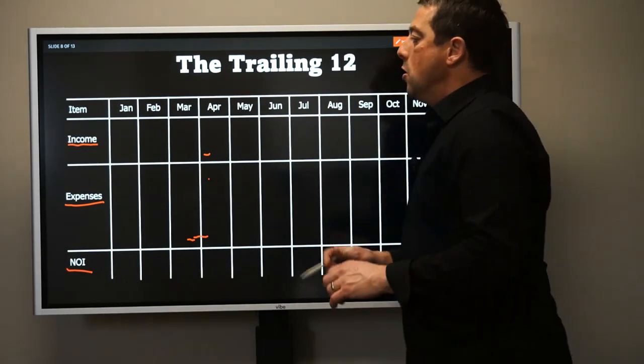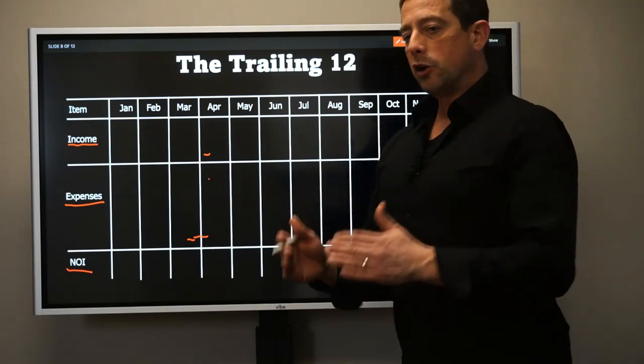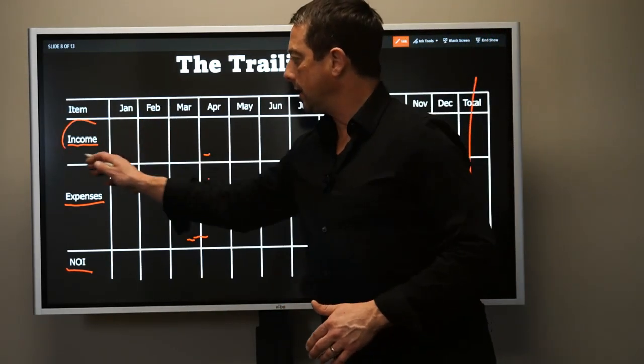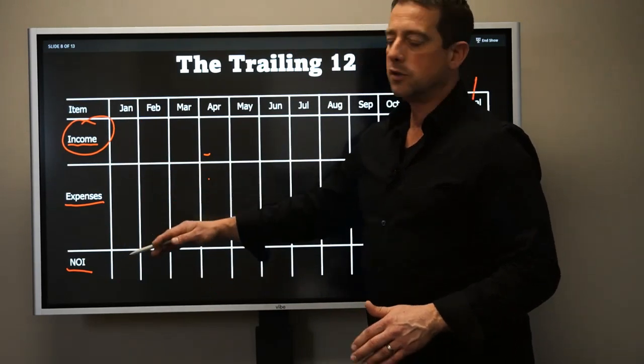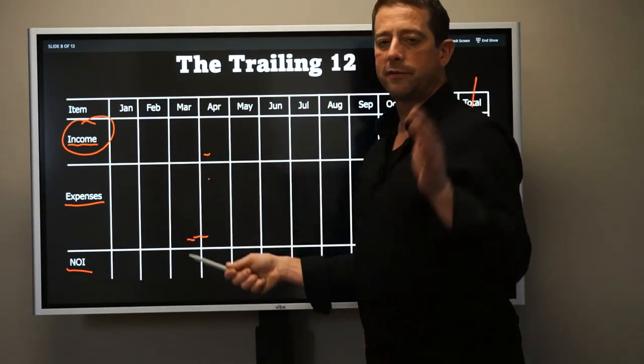When we are talking about cash and accrual, that is only up here in the income category. Expenses don't really have anything to do with cash and accrual. So that's why I only mentioned it from the income side.